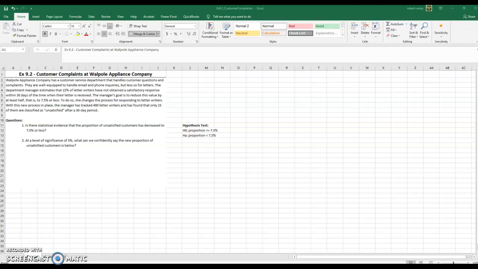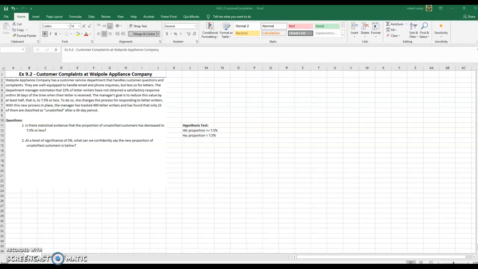Hello, in this example we are going to be doing a hypothesis test for a population proportion. So instead of running a test statistic using the t-value and the t-distribution, we are going to be using the z-value and the normal distribution. So let's get started.